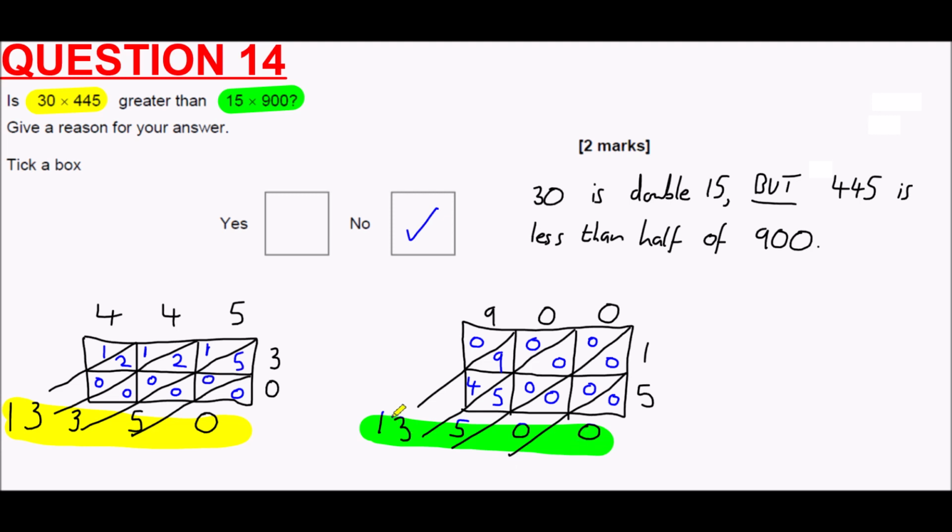13,500. Now 13,500 is bigger than 13,350. It's 150 bigger, to be precise. But by doing it the long way, it would take more time definitely, but at least then you'd be able to see without any doubt that 30 times 445 is not bigger than this one over here.